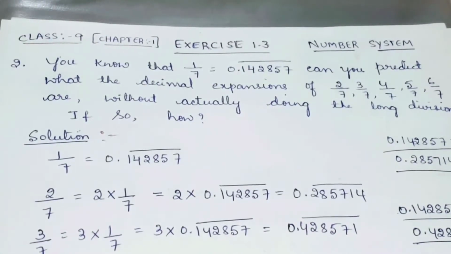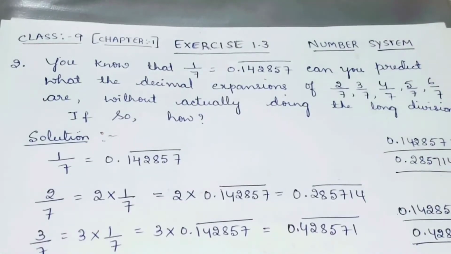The second question of this exercise. You know that 1 by 7 is equal to 0.142857 bar. Can you predict what is the decimal expansion of 2 by 7, 3 by 7, 4 by 7, 5 by 7 and 6 by 7 without actually doing the long division? If so, how? Let us see the solution first.